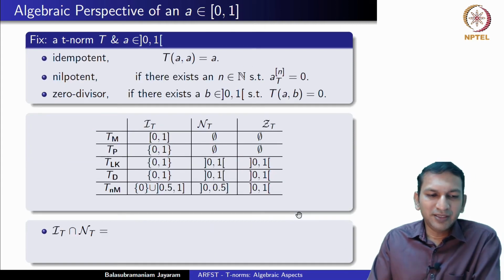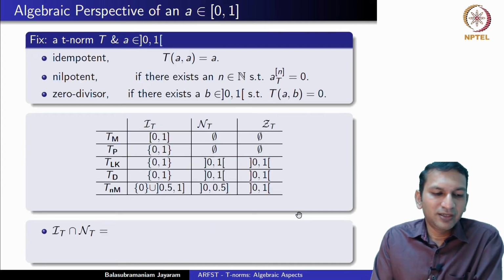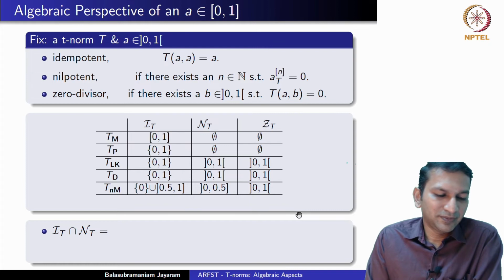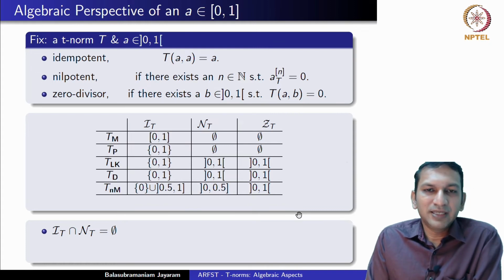Now, some interesting observations can be made. If you look at the intersection between the set of all idempotent elements, which we have denoted by IT, and the set of all nilpotent elements, which we are denoting by NT, what about this intersection? Clearly, it is empty, because if an element is idempotent, it cannot be nilpotent. If it is idempotent, however many times you iterate with itself, it is not going to move an inch. It stays there. It cannot go to 0. So, an idempotent element is never a nilpotent element.